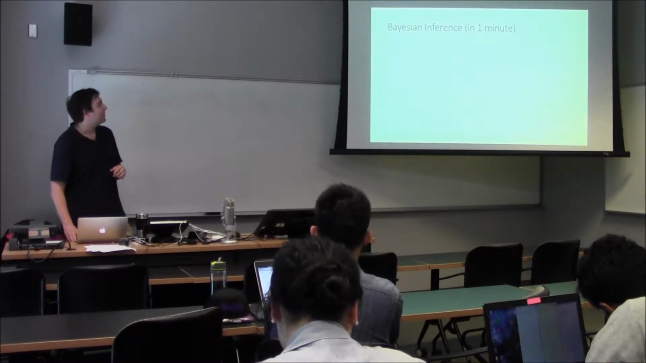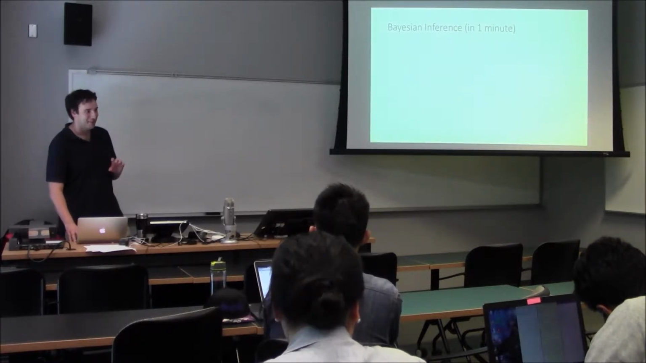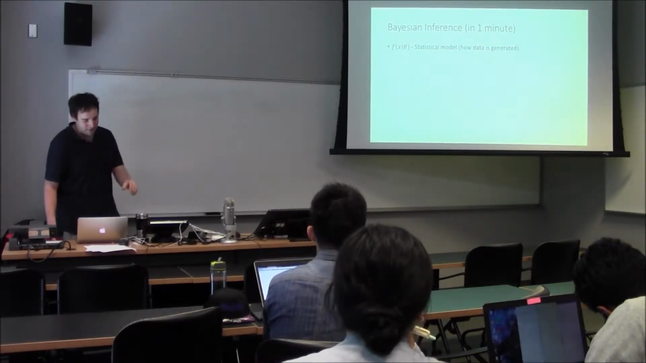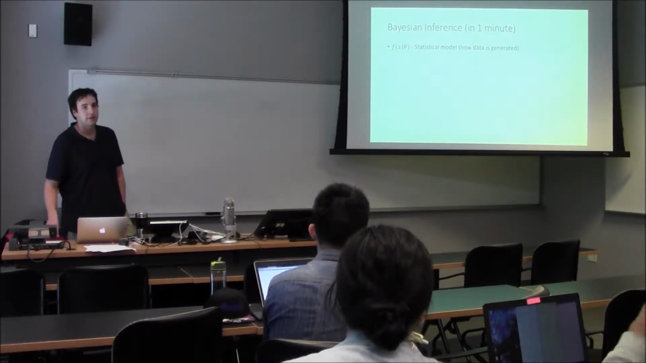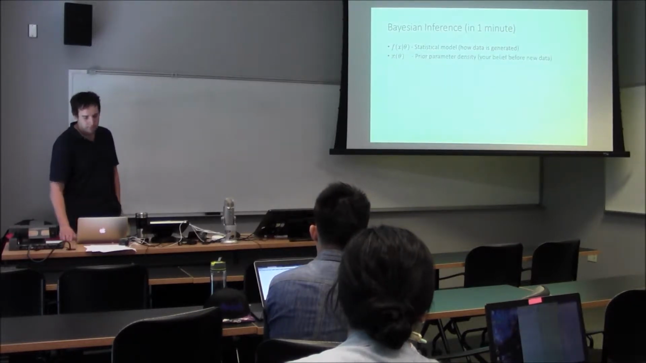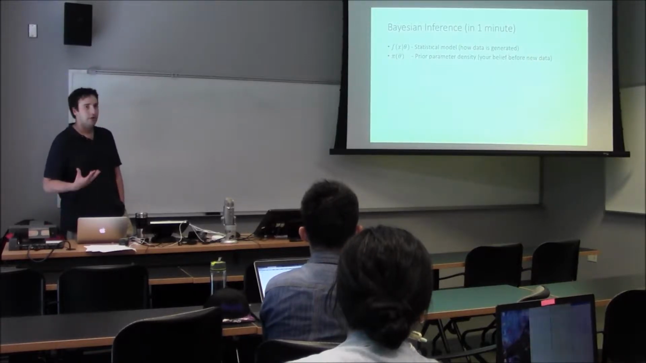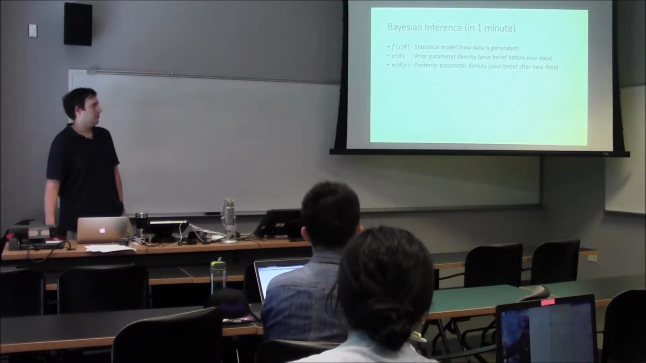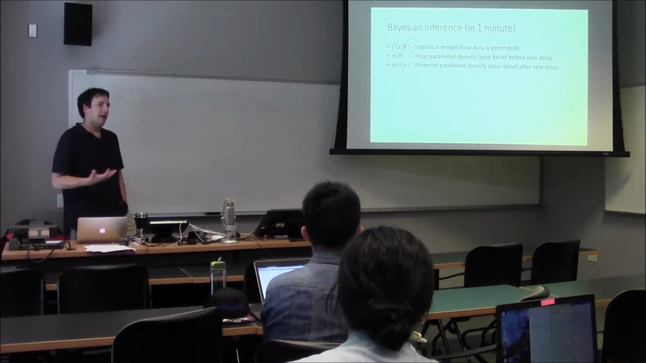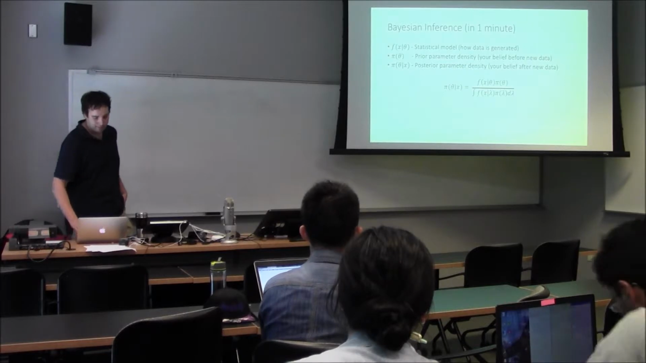So I'm going to be very audacious and introduce Bayesian inference more rigorously in 1 minute. With Bayesian inference, you start off with a statistical model that describes how your data is generated if you knew what the parameters were. You introduce a prior distribution for your parameters, which is your belief before you've collected any data. You are then interested in a posterior parameter density, which is your belief after you've collected data. That's your parameter conditioned on the data that you observe.